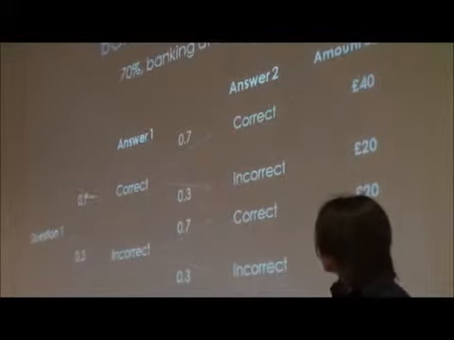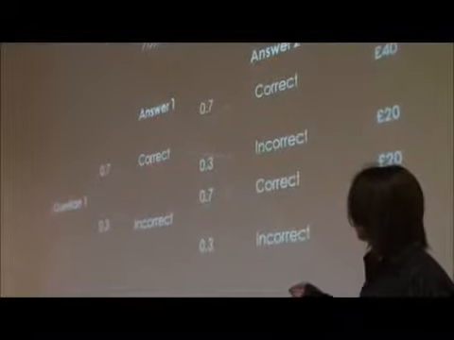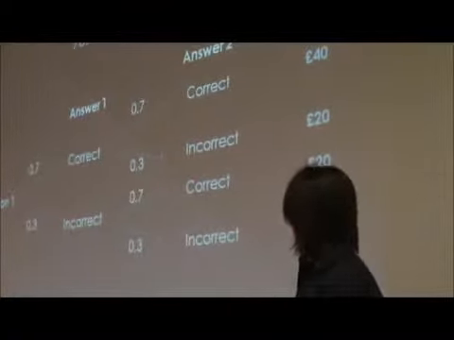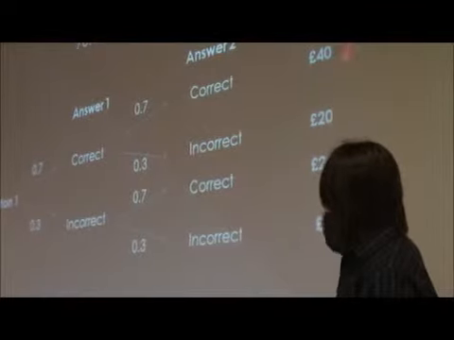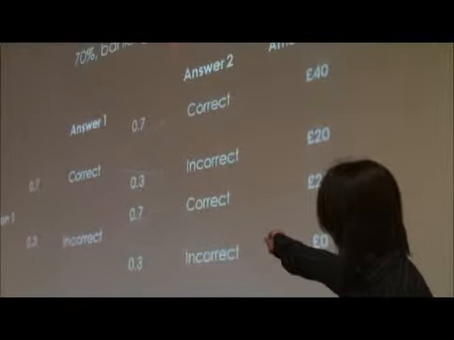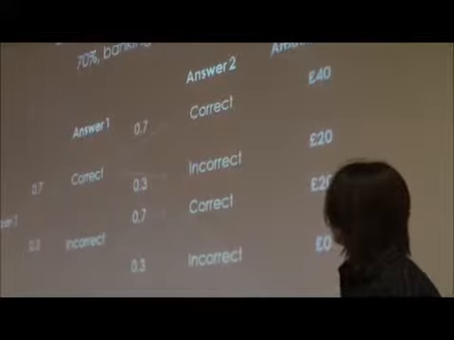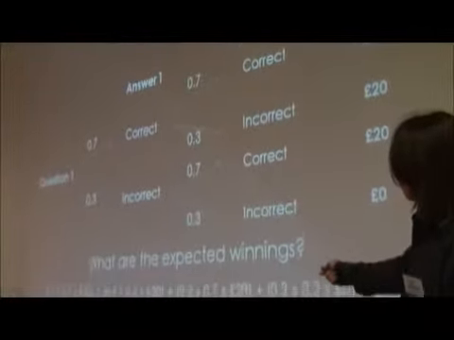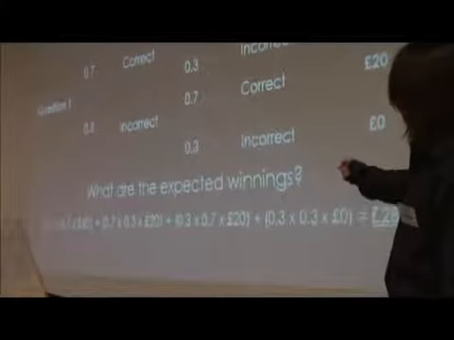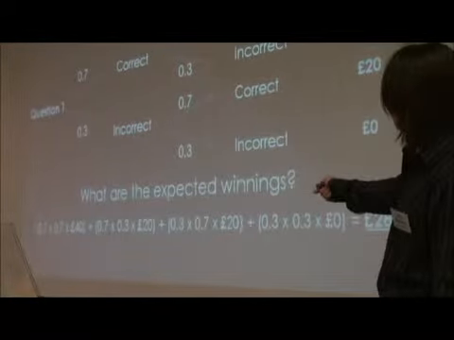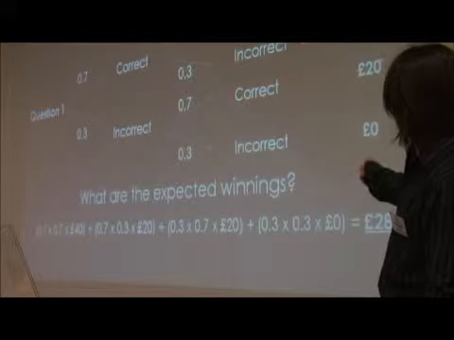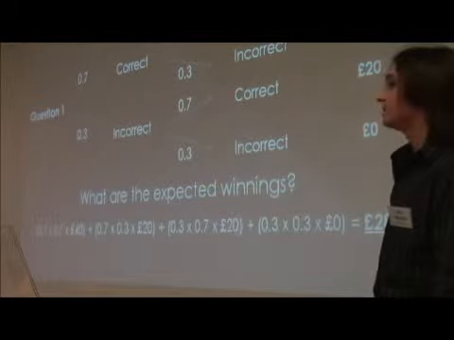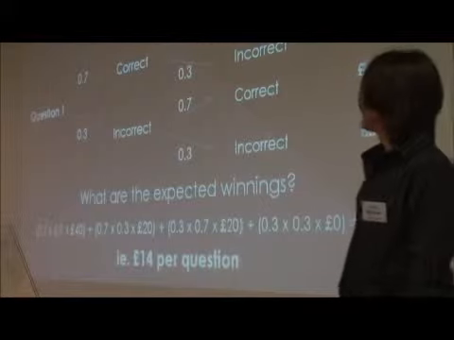So we've got 70% chance of getting the first one correct and each one, and 30% chance of getting it incorrect. These are the same amounts that we saw earlier, because that doesn't change because we're banking at £20. So we can work out the expected winnings in the same way. So we're doing 0.7 times 0.7 times 40 plus 0.7 times 0.3 times 20 and so on, which gives us £28. Divided over the two questions, £14 per question.